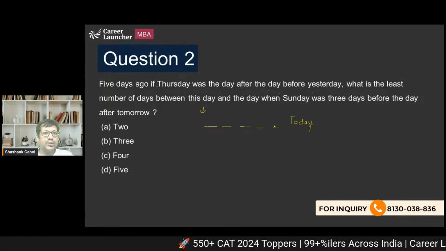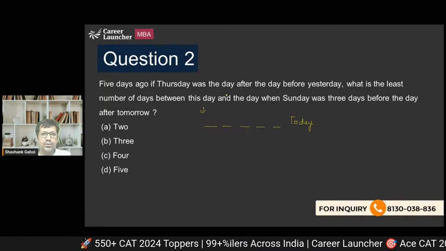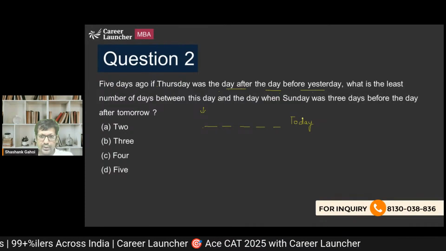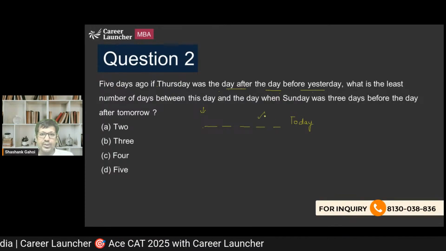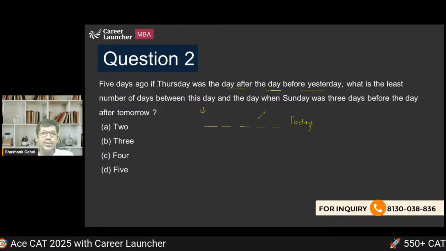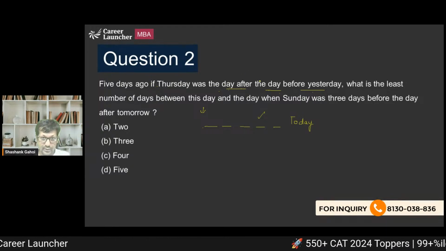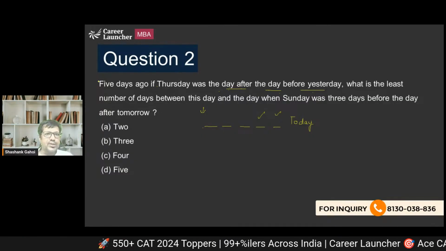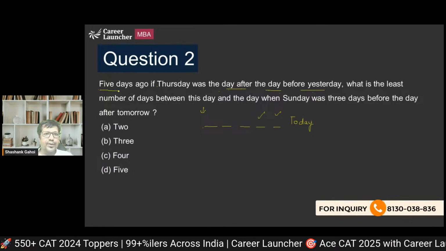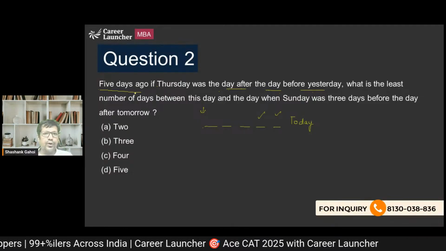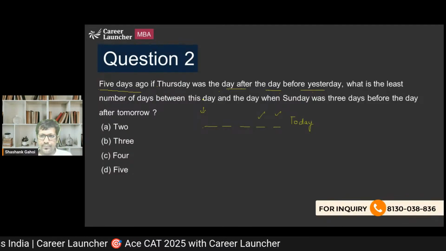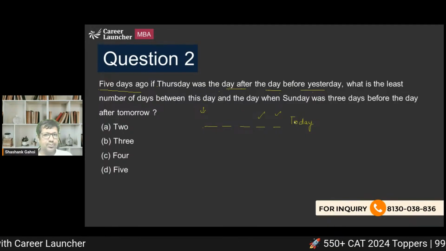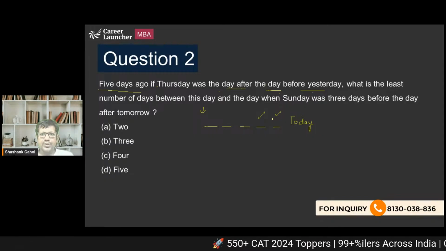So the day before yesterday is going to be this day, and Thursday was the day after the day before yesterday. That is going to be this day only. So what is the meaning of this? What is the least number of days? 3 days before. Okay, so let's start with this and see. So this was Thursday.